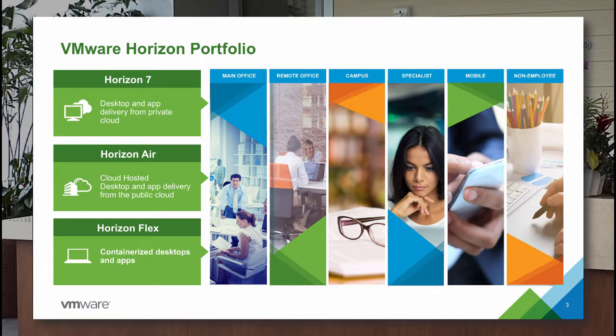So what exists inside of the Horizon portfolio to make this happen for us? Well, Horizon 7, it's still Horizon, and it gives us desktop and application delivery from a private cloud. That is your on-premise solution. And then we have Horizon Air. Horizon Air being able to give you at a subscription rate cloud-hosted desktops and application deliveries from a public cloud.